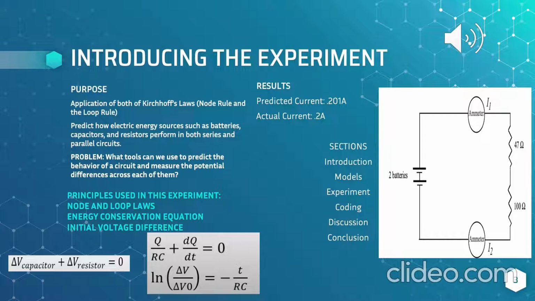In order to solve this problem, we will be using concepts such as the node and loop laws, the energy conservation equation, and the natural log version of the initial voltage difference. A brief run over of the results for the current. While I initially predicted the current was going to be at roughly 0.201A, the actual current was 0.2A, just barely off from my original prediction, based on the equations I used that I'll get to later.